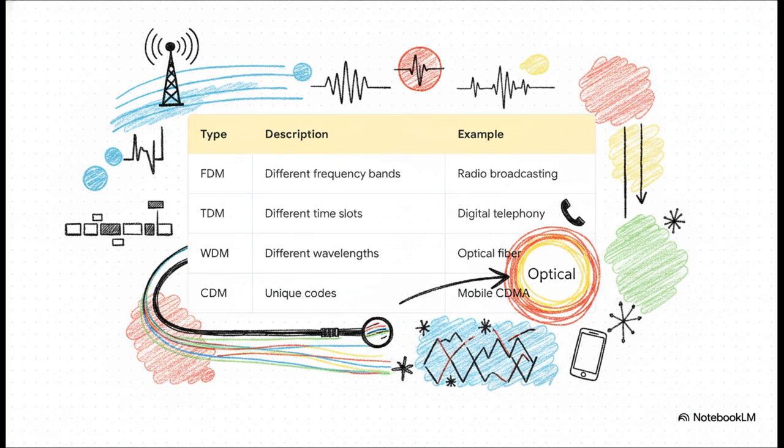First up is frequency division multiplexing, or FDM, which assigns different frequency bands. Think radio broadcasting. Next is time division multiplexing, TDM, which uses different time slots, super important for digital telephony. Then we've got wavelength division multiplexing, WDM, which relies on different wavelengths. And finally, code division multiplexing, CDM, which separates signals using unique codes. Now, the massive trip up here, it's application mapping. If a test question asks which technique is used in optical fiber communication, lock in WDM immediately. Seriously, do not second guess it.